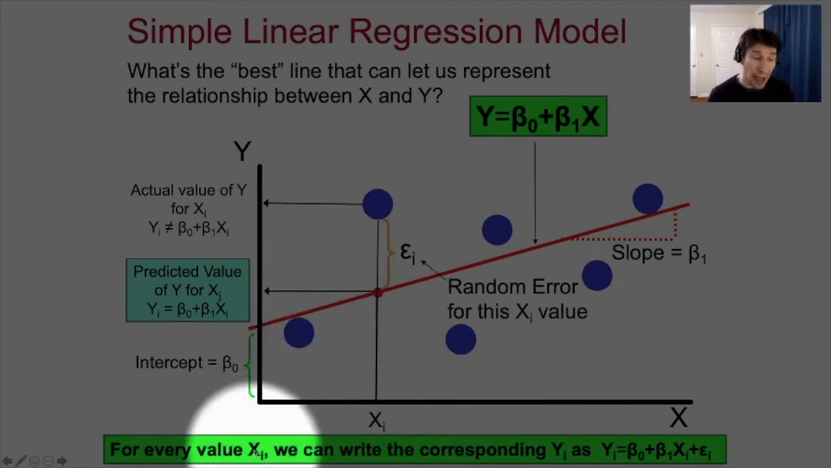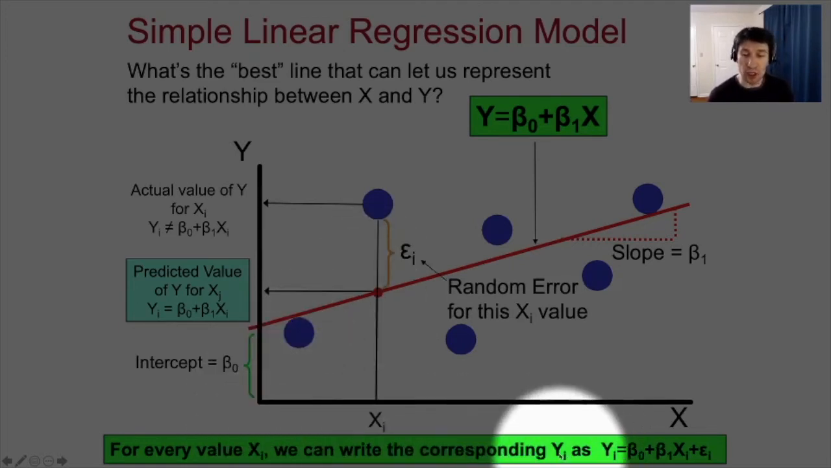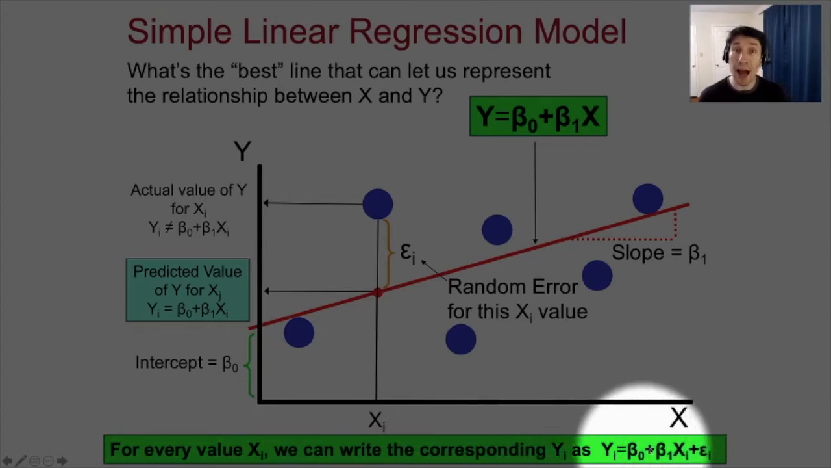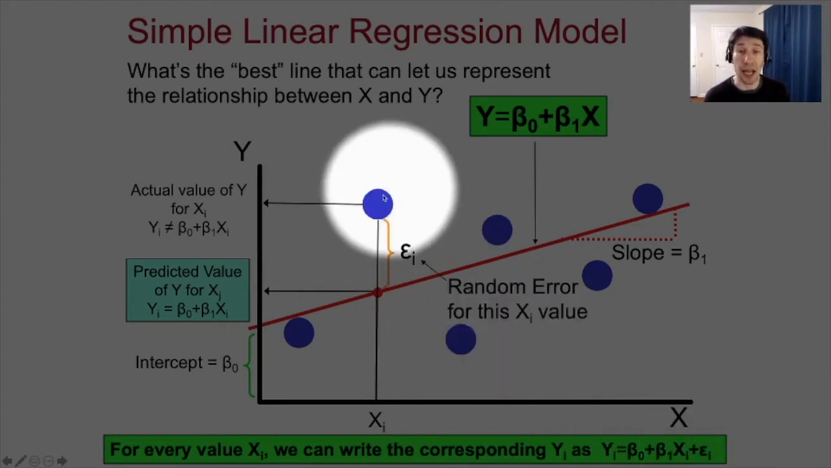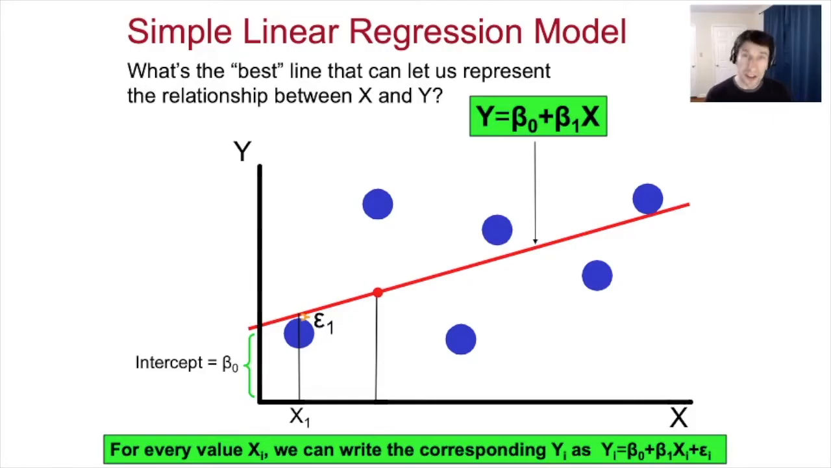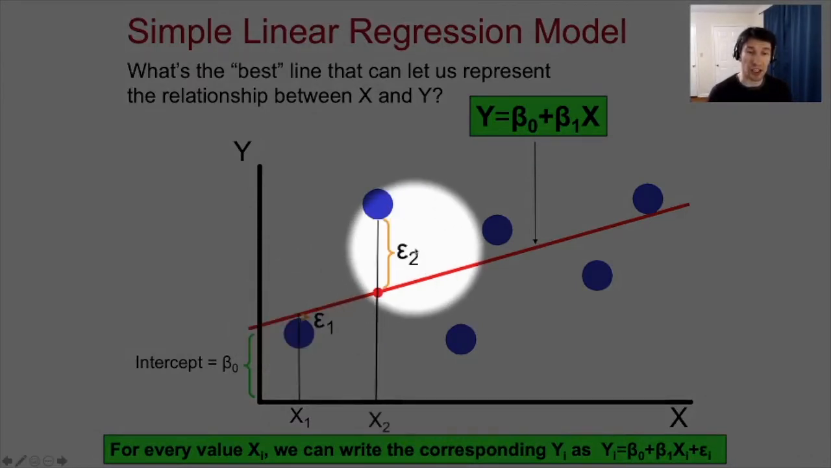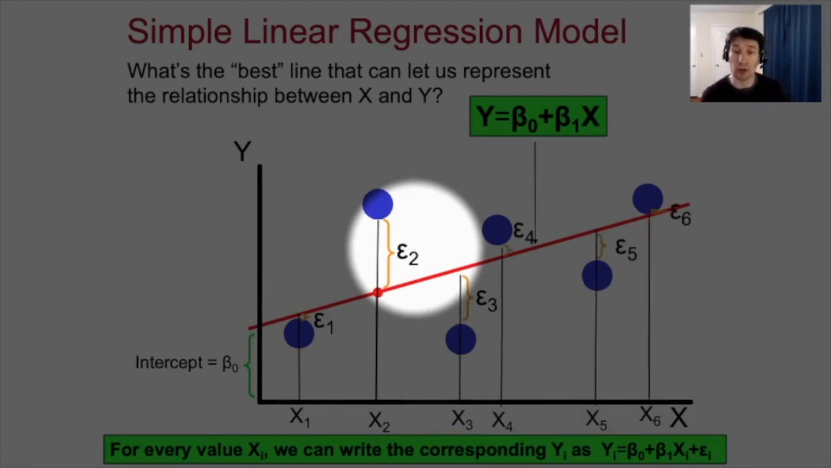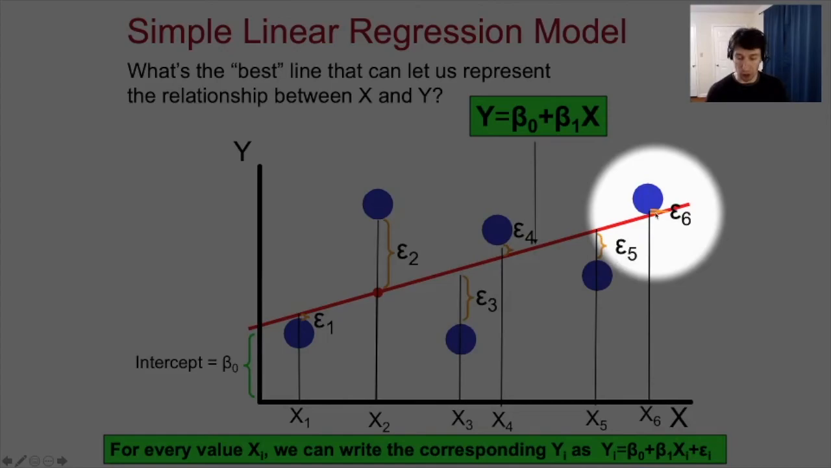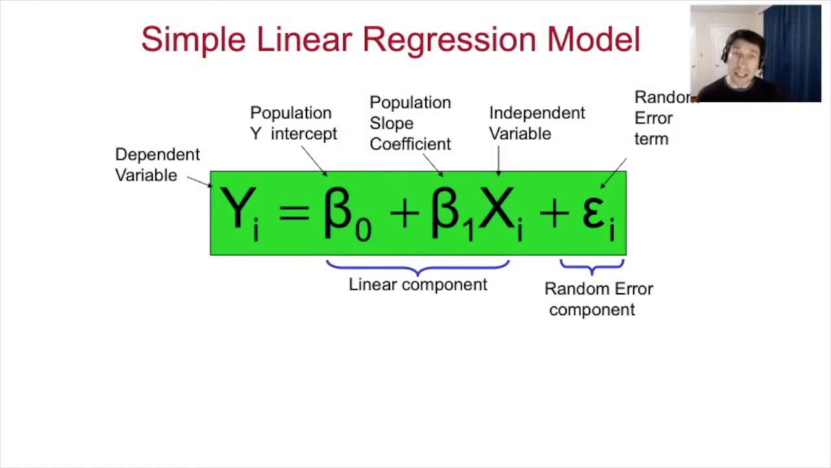And for every value xi, we can write the corresponding yi as beta 0 plus beta 1 xi, which is the prediction, plus error, which is drawn here. So with our regression line fitted through these dots, we have an error here for x1, we have an error here for x2, another one for x3, another one for x4, another one for x5, and like this for our whole data. And that is what we call the simple linear regression model.